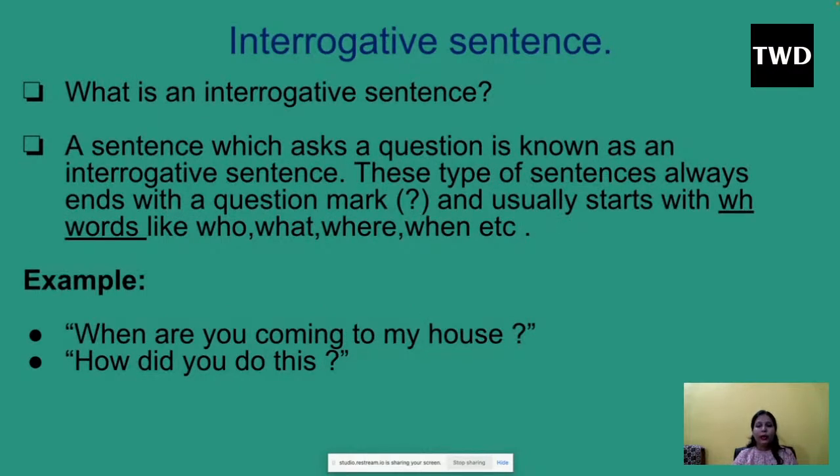Then we have got interrogative sentence. As we know, interrogation means asking questions. So of course, interrogative sentence means question sentences. Yes, and all the question sentences need to end with a question mark. So when are you coming to my house? How did you do this? Yes, all these are questions. The moment you want to ask a question to your listener, it should end with a question mark. Plus, whenever you are asking the question, your voice modulation also should be like that.